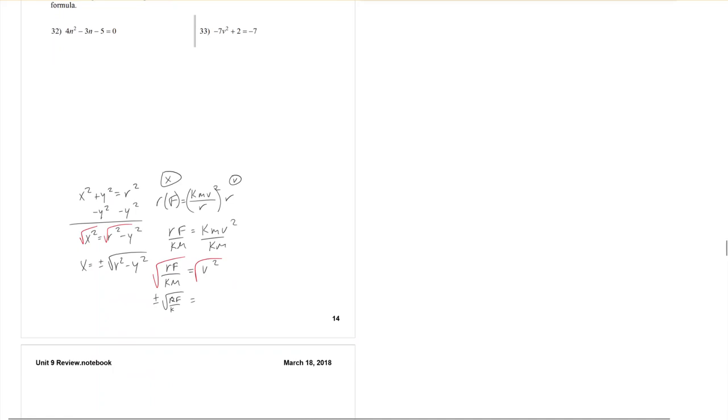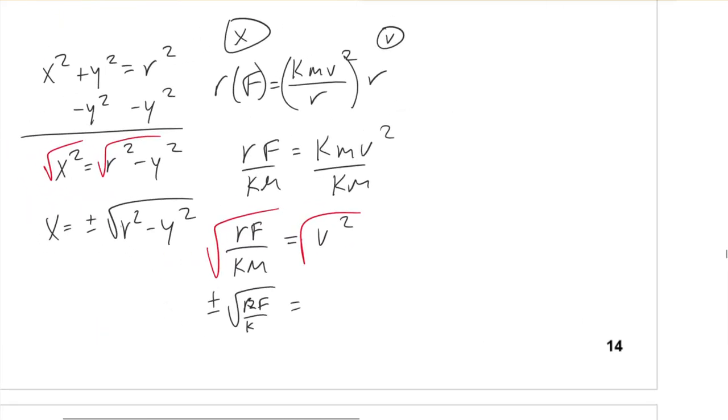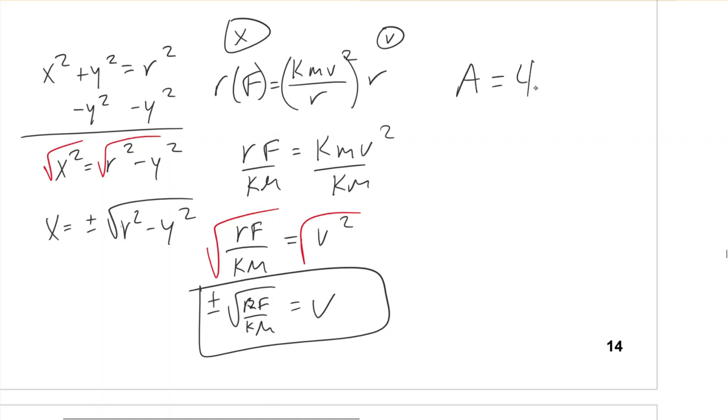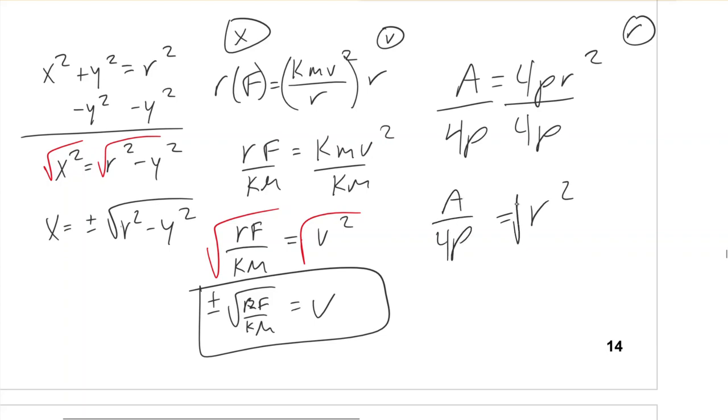Lost my spot. Here we go. Over the square root of k m. And that's what v equals. And the last one, a equals 4 p r squared, and we want to solve that for r too. So divide by 4p. So r squared equals a over 4p. Take the square root. So r equals plus or minus the square root of a over 4p.